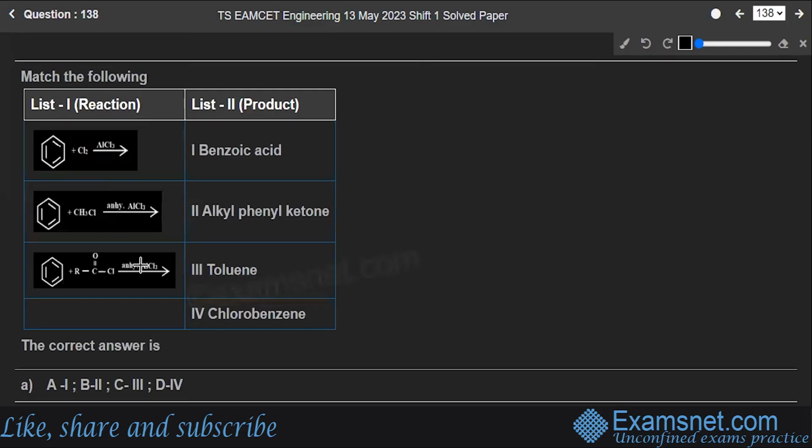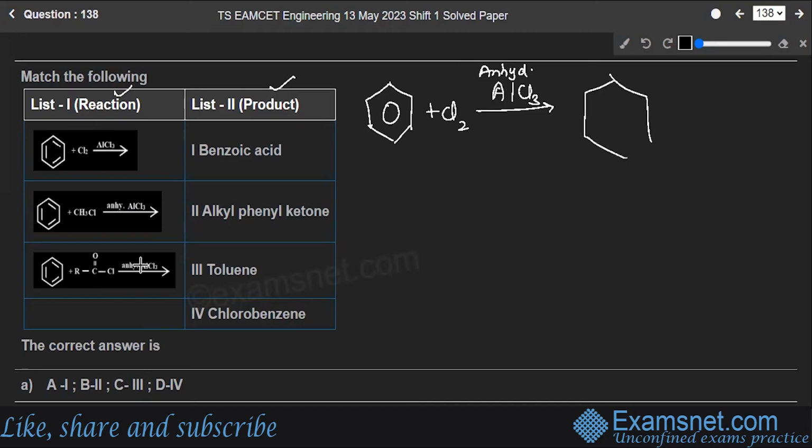Next is question 138. You have to match the following. So here is the first one. List 1 is the reaction, and these are the products formed. Let's start with the first reaction. You are having a benzene ring over here on reaction with chlorine in the presence of anhydrous aluminium chloride. It gives you chlorobenzene. This is chlorobenzene. So it matches with the fourth option.